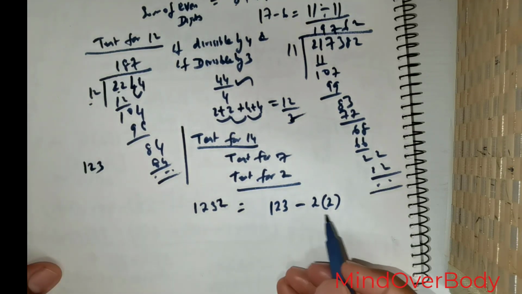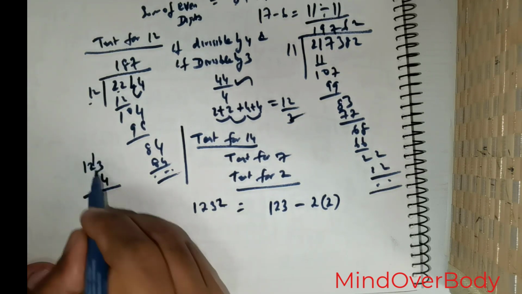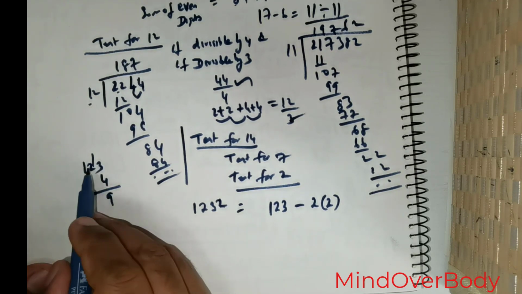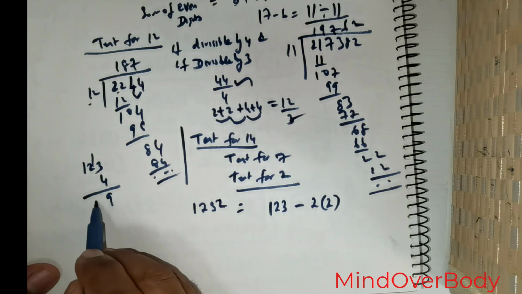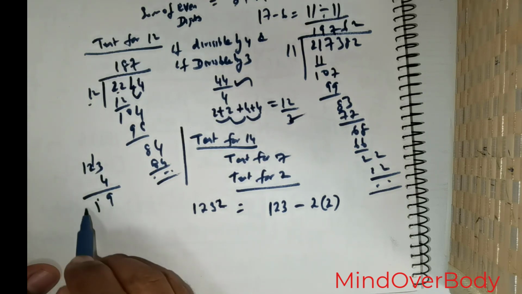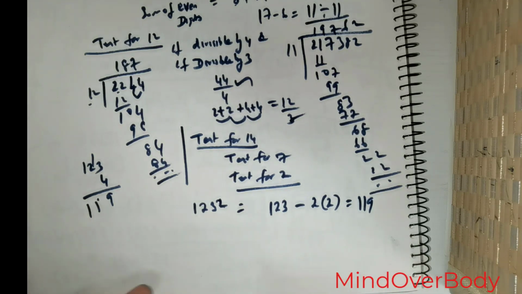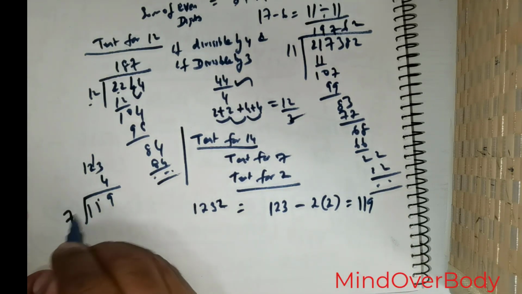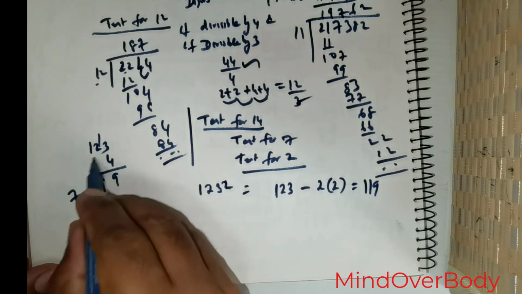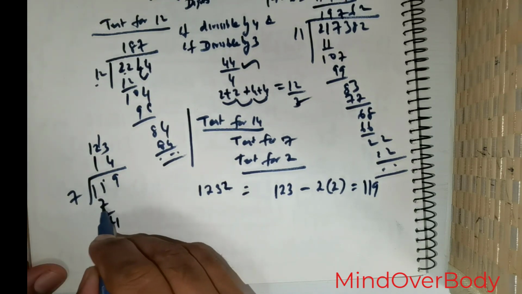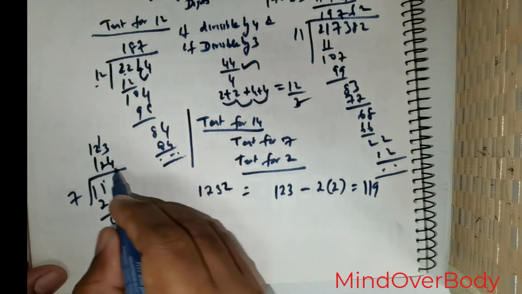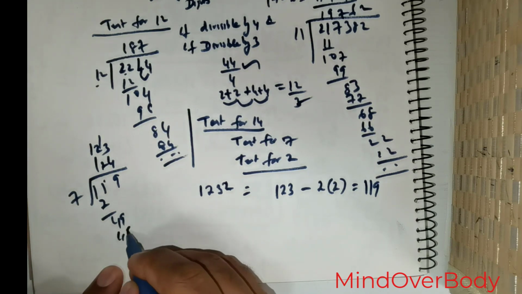So 123 is here and I take away 4. This is going to give me 9, and I get a 1 and a 1. So what am I getting? I'm getting 119. So the question is, is 119 divisible by 7? That's what I need to check. 7 ones are 7. I get a remainder 4, 49. So 7 times 7 is 49.